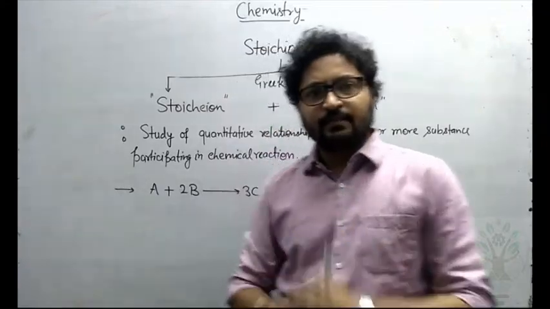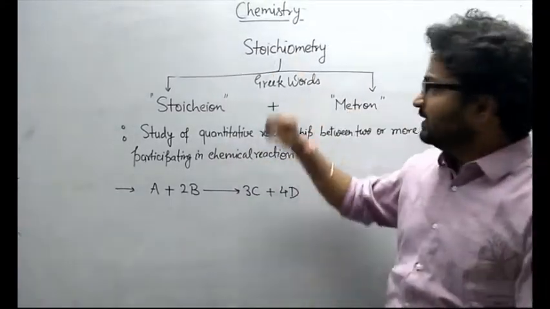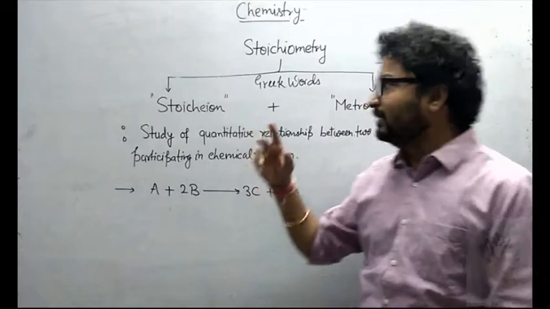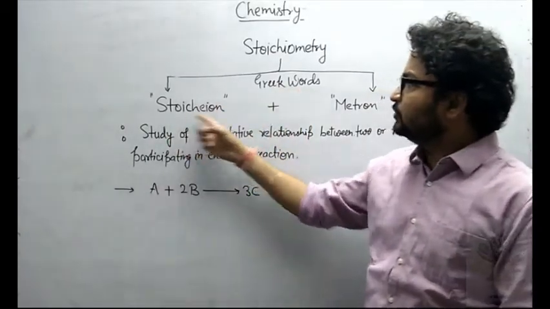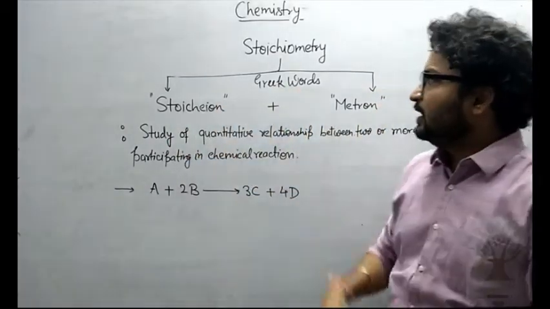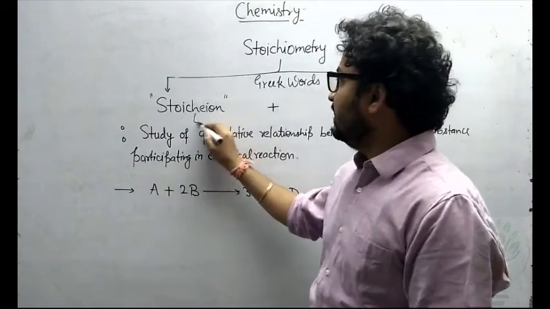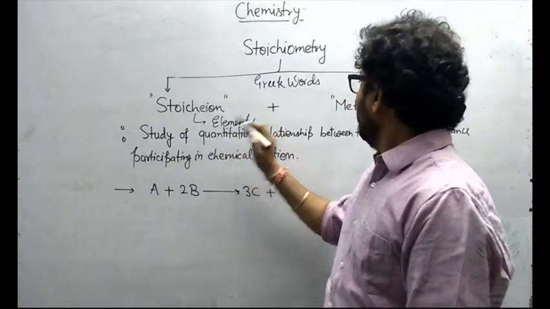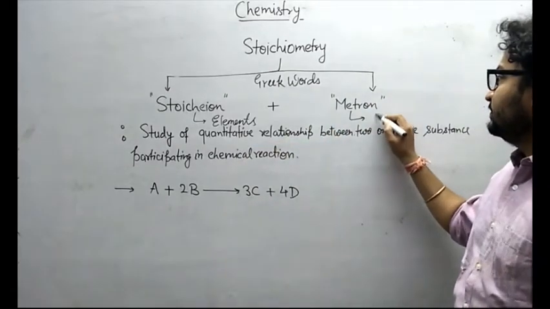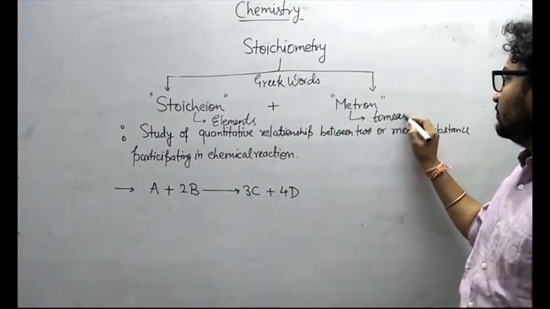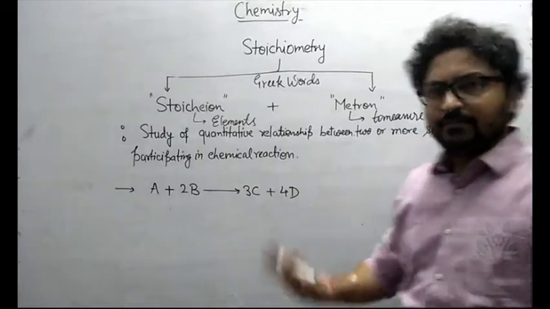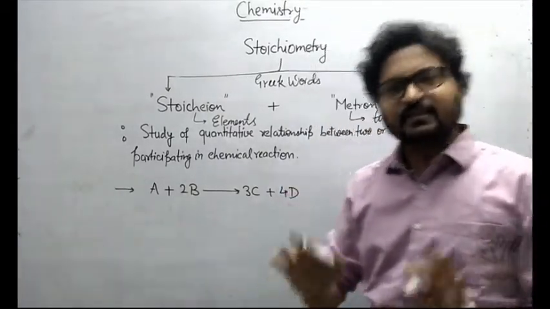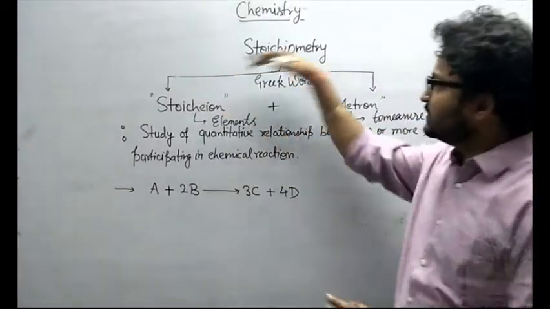Now let's see, what is stoichiometry? Stoichiometry is actually made up of two Greek words, stoichion and metron. Stoichion means related to element and metron means to measure. Elements, measurement. This is the meaning of stoichiometry.